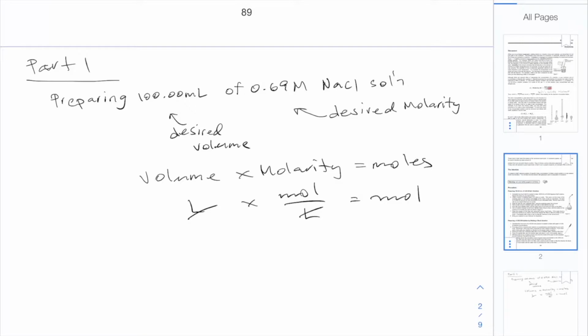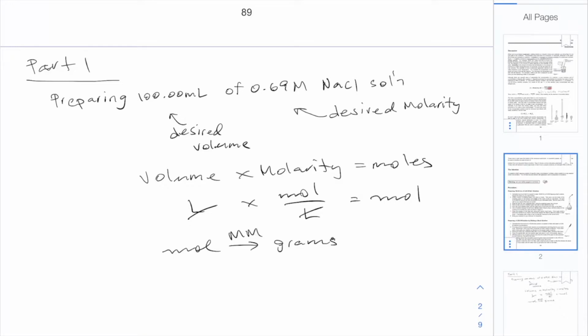However, you guys know that when you're in the lab, the scales that we use work with grams, a unit of mass. So once you have the moles, you must convert to grams. And you do that by working with the molar mass. In this case, the molar mass of salt.